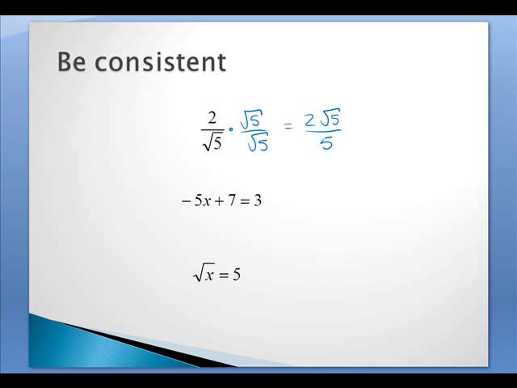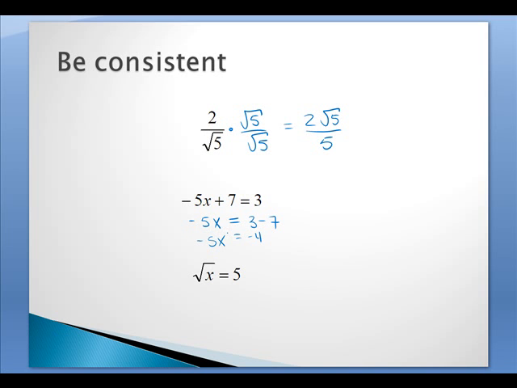Now the same goes for equations. For the equation here, negative 5x plus 7 equals 3. Well, if you do something to one side of the equal sign, you must do the same thing to the other side of the equal sign. So if I wanted to solve for x here, I would have to subtract 7 on both sides of the equation. And so I would have negative 5x. If I subtract 7 on the left-hand side, it cancels with this 7, and I have to actually subtract 7 on the right-hand side as well. So we subtract 7 from 3, which becomes negative 4.